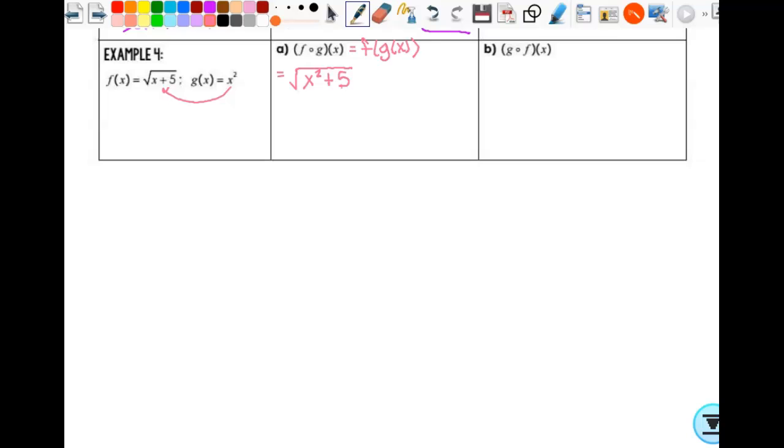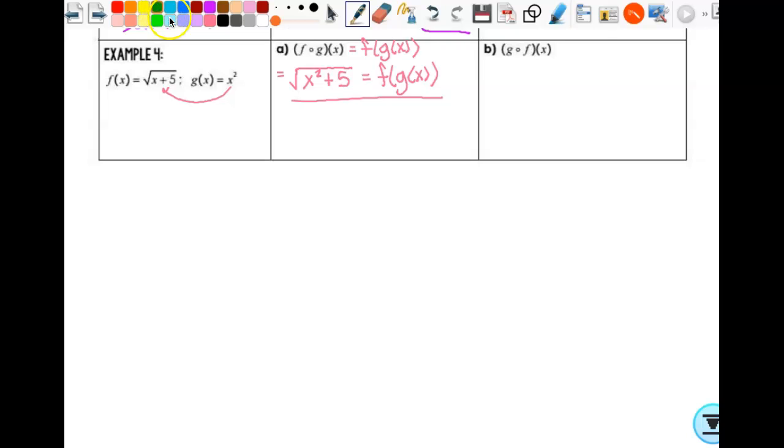That 1000% doesn't make any sense. When you have addition and subtraction, you can't just willy-nilly start doing things there. So there's literally nothing else I can do. That is my answer, f of g of x. That's it.